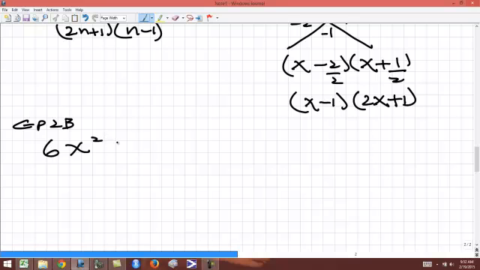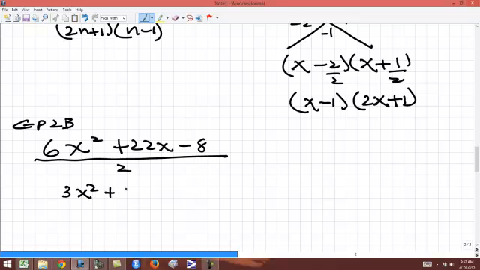They all pretty much work the same. So we got 6x squared plus 22x minus 8. So we're going to factor a 2 out of everything. So we're going to divide everything by 2 because all the coefficients are even. So we have 3x squared plus 11x minus 4.